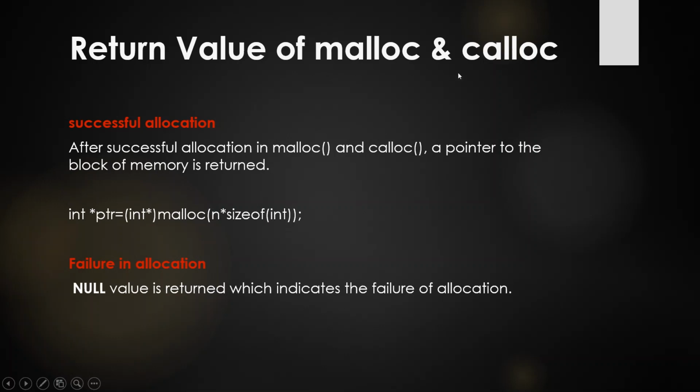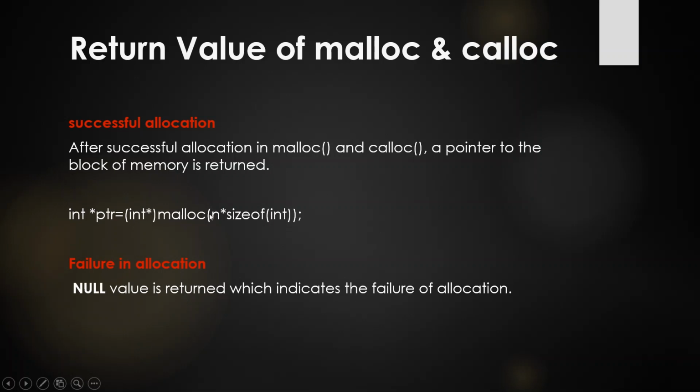Return values of malloc and calloc. When dynamic memory allocation is done properly using malloc or calloc, a pointer to the block of memory is returned. After successful allocation, it will return a pointer. The pointer will be pointing to the starting address of the dynamic memory allocation. Clear? This is the syntax as we all know. Int asterisk ptr, and the int star here is the typecasting.